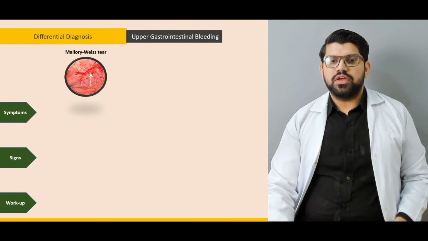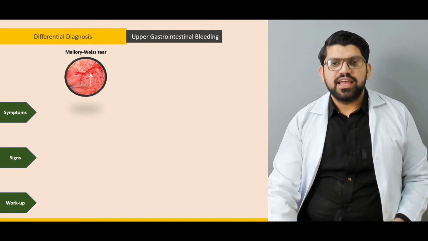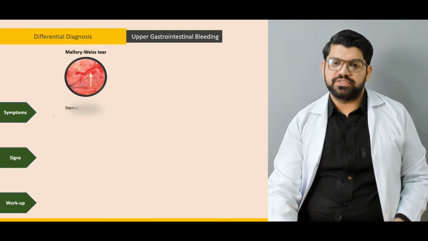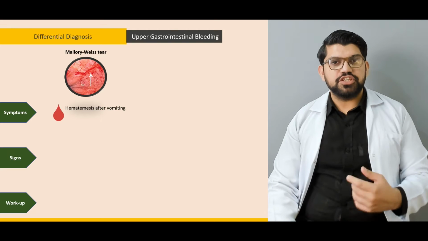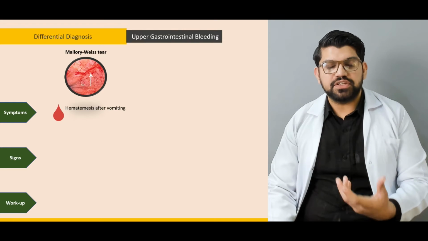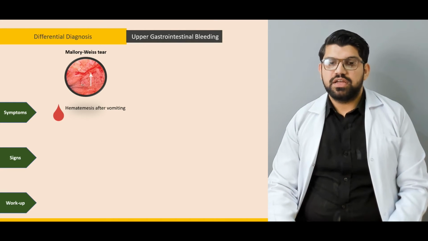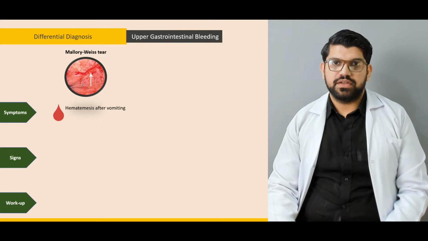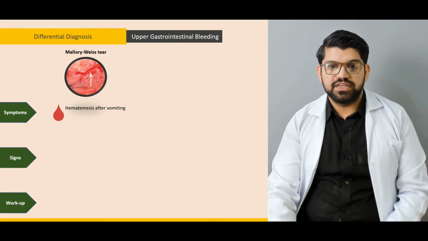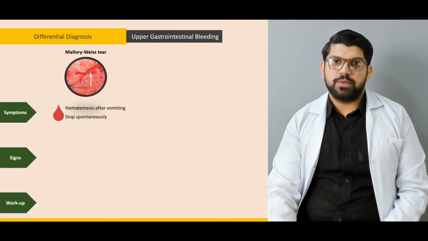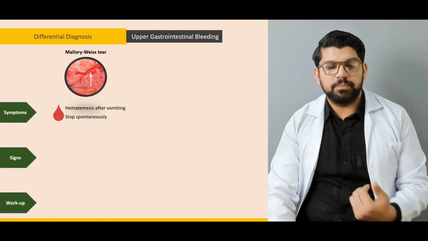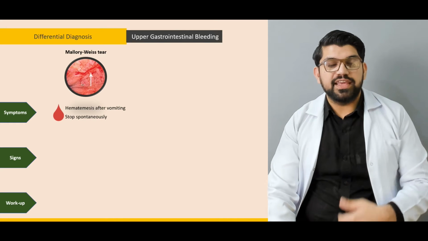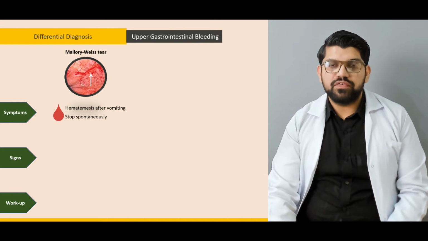So moving on to Mallory-Weiss. It is hematemesis with vomiting. That's hematemesis after vomiting. If a patient comes to you and gives you a history that there's blood in my vomitus after vomiting, think of Mallory-Weiss tears. At times, it stops spontaneously. So when a patient comes to the emergency department, he might not be bleeding at that time, but he or she gives you the history of this kind of bleeding after vomiting.